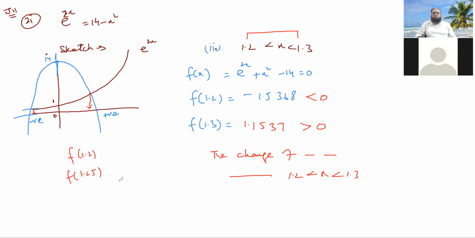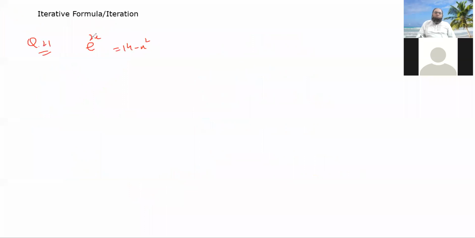You may go up to 1.21 and 1.23, let's say, and suppose you get a change of sign between 1.21 and 1.22, then you can again go to 1.211 and so on. So this is a very complicated and confusing method. This can take a lot of time to reach the root. So you will see how this iterative formula is going to give you the exact value of that root.